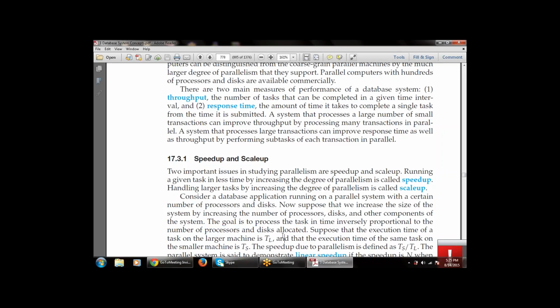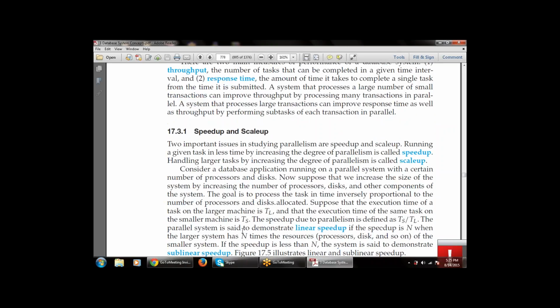So whatever the disk allocated, whatever the number of processes that is available, they are inversely proportional to the number of processes in the disk allocated. Suppose that the execution time of the task on the larger machine is TL. And suppose the execution time of the same task on the smaller machine is TS.